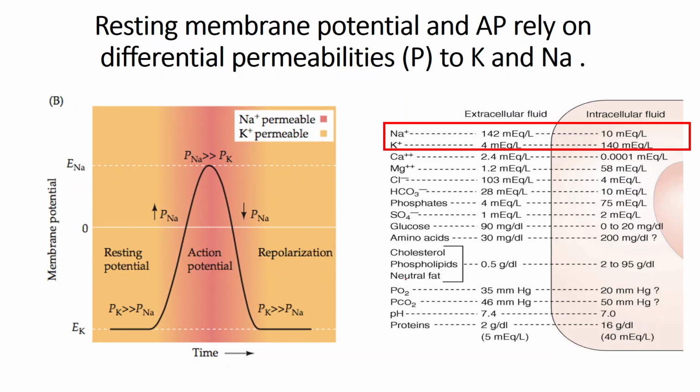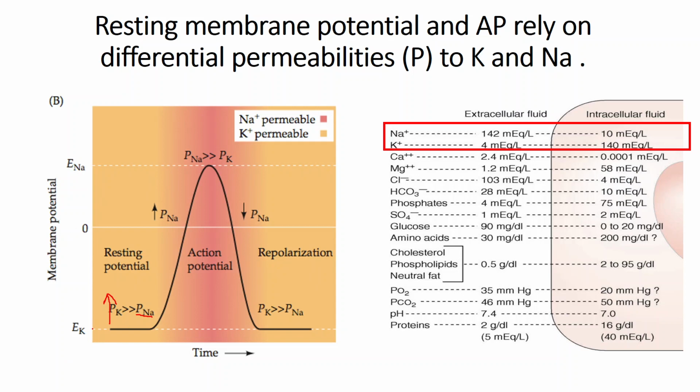the resting membrane potential originates or develops because the membrane has a higher permeability to potassium compared to sodium, right? There is a higher permeability to potassium, and this is why the resting membrane potential is closer to the equilibrium potential for potassium, right? So this change in the concentrations of ions across the membrane is really what contributes to the generation of membrane potentials in general.